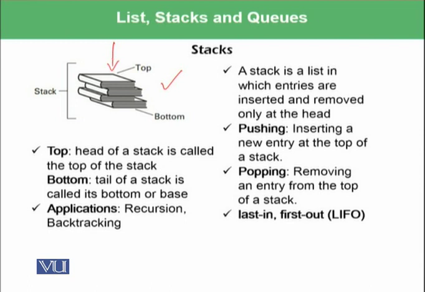The method pushing is inserting a new entry at the top of the stack, and popping means removing an entry from the top of the stack. So if we remove one book from the top, that would be called popping, and if we add another book on the top, this would be called pushing. So the head of a stack is called the top, and the tail of the stack is called the bottom.